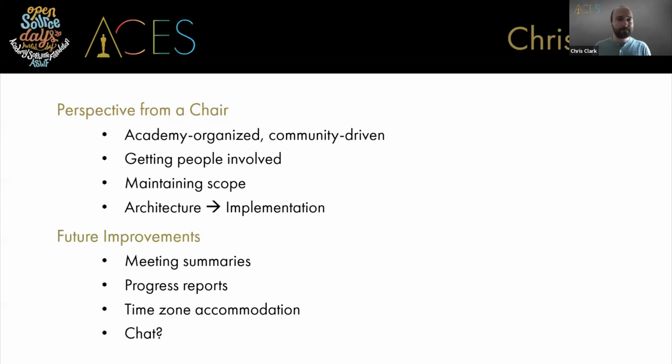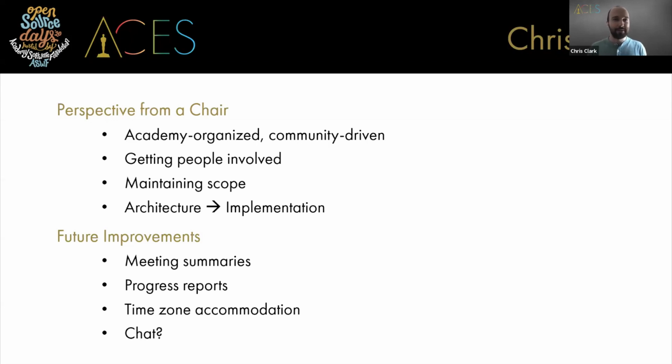Next slide. So the first group that I was chairing was the ACES metadata file group, which was formerly called ACES Clip. And like I said, I was kind of the guinea pig.